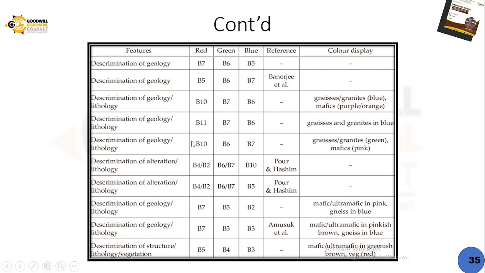Now, band 10, band 6, band 7 for Landsat 8, gneissic areas or granitic areas will appear green, whereas mafic areas appear pinkish. Band 11, 7 and 6 combination gives gneiss and granitic areas in blue colorations. So it goes on and on.